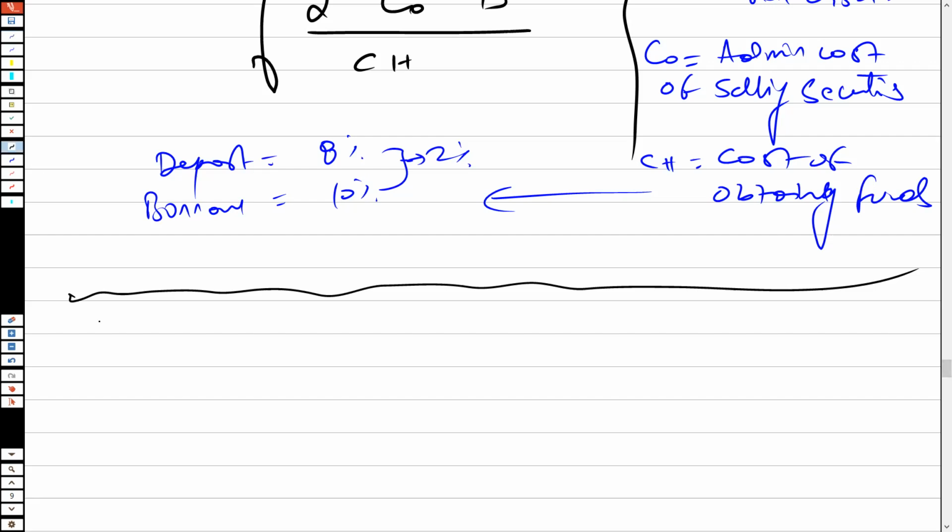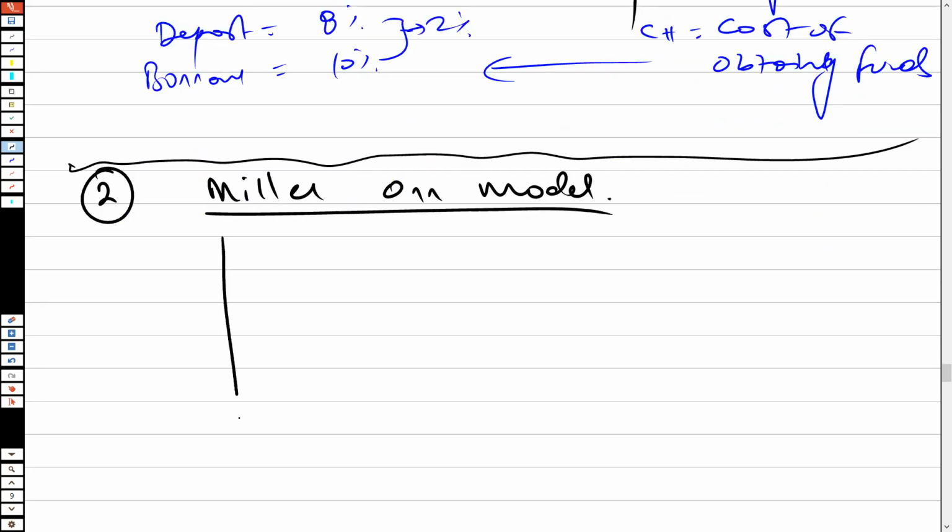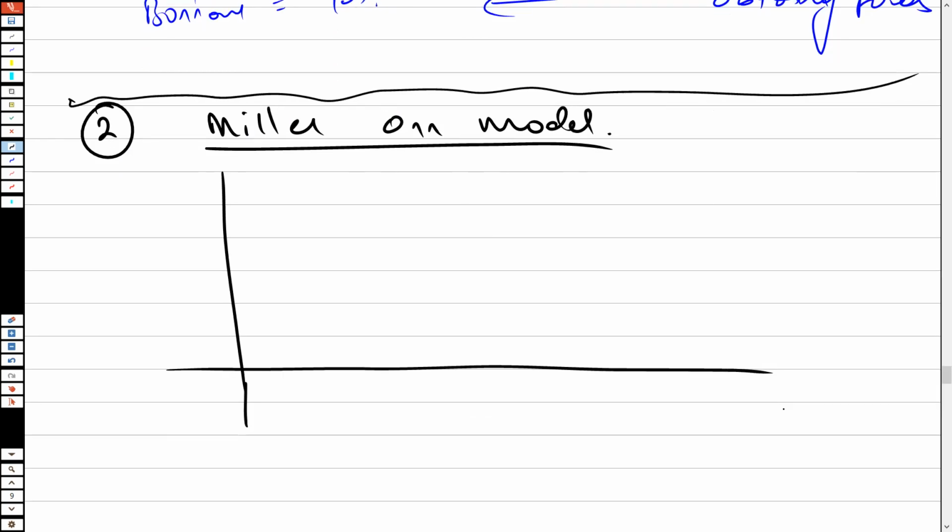Now, there's another model which is called the Miller-Orr model. If I talk about the Miller-Orr model, I'm just going to create a diagram and guide you through this specific diagram to show what the Miller-Orr model tells us.